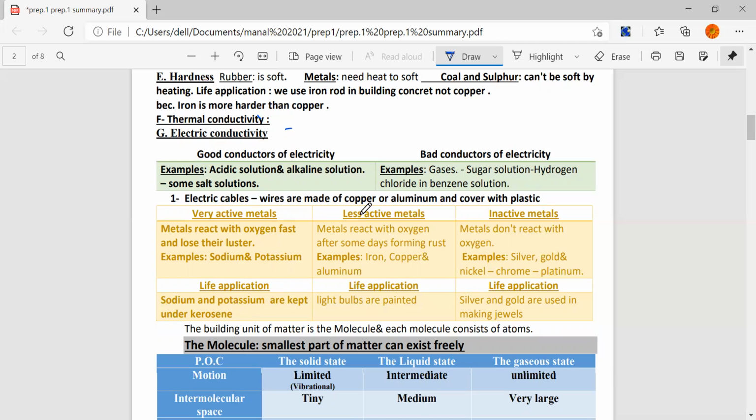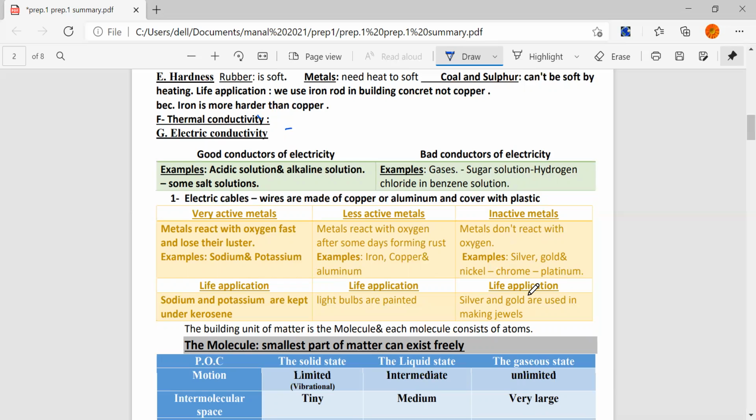Less active metals react with oxygen after some days, taking a long time to form rust, as iron, copper, aluminium. So light bulbs are painted to protect them from rust. Excellent. Inactive metals don't react with oxygen, as silver, gold, nickel, chrome, and platinum. So we make our jewels from silver or gold.